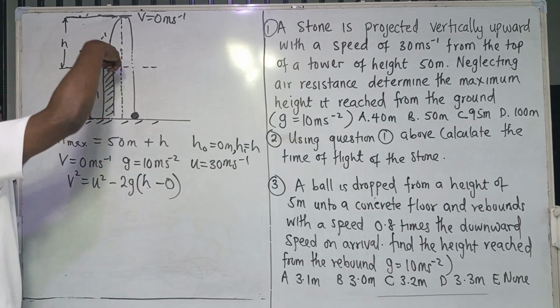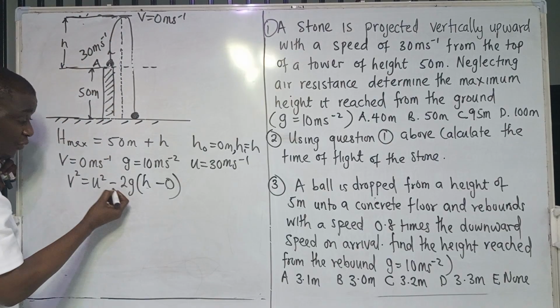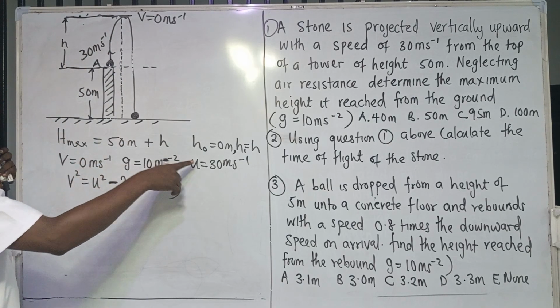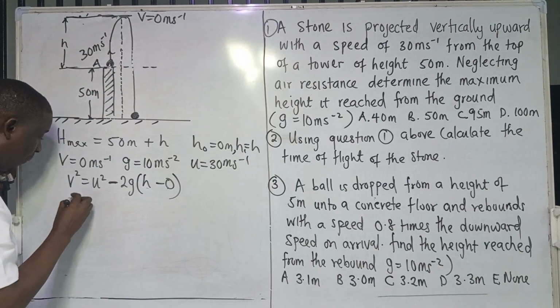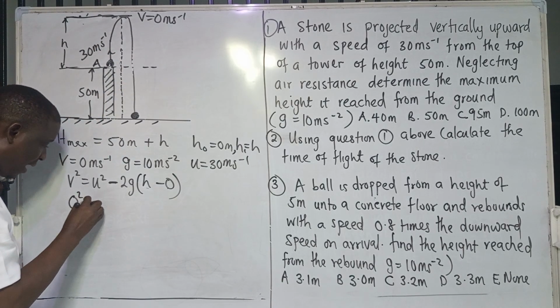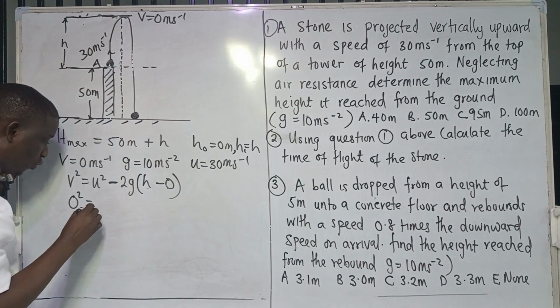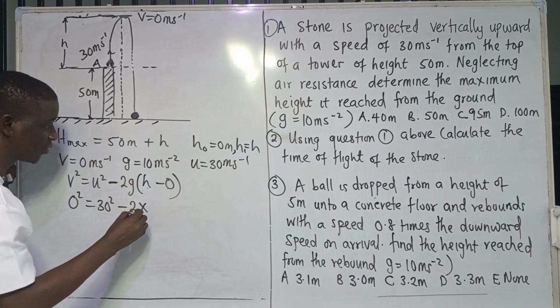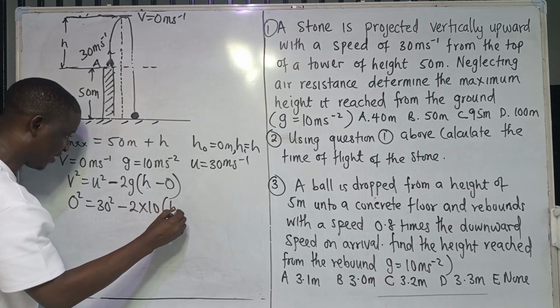Now, why is it minus? Because it's going against gravity. That's why it's a minus sign here. Then, what is our u? u is already 30, the one they used to throw it up. So this one, 0 squared at that height is equal to u squared, which is 30 squared, minus 2 times 10 times h.